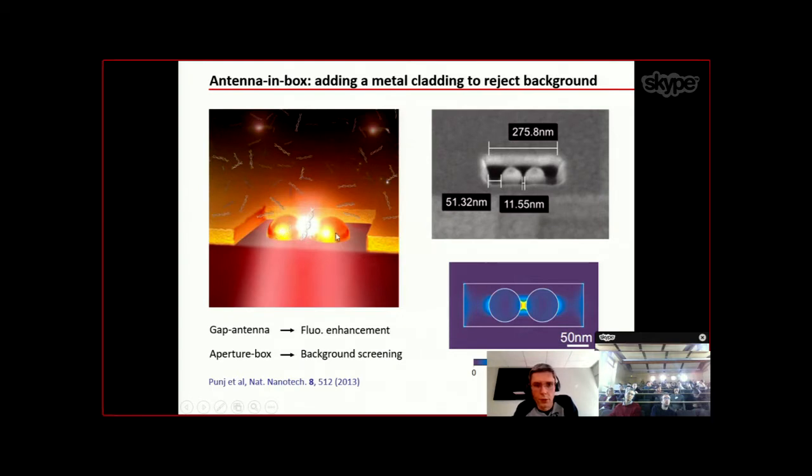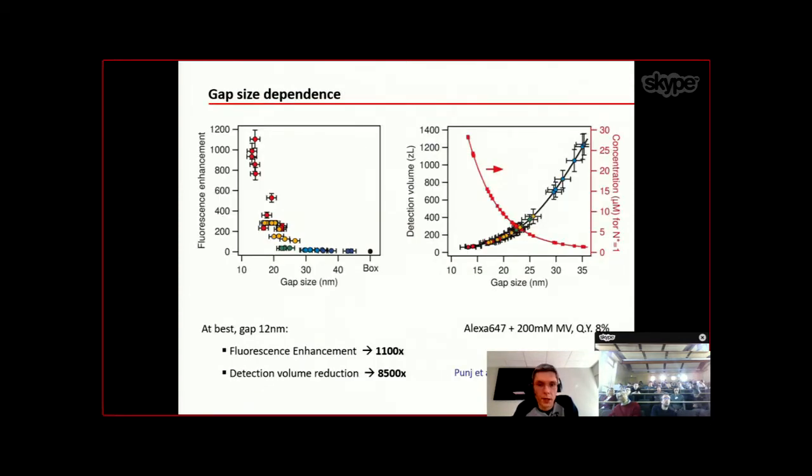We have the two nanoparticles creating the antenna with a hotspot used for fluorescence enhancement. And then a metal cladding, just to avoid exciting all the molecules that are on top. With this type of thing, you can have fluorescence enhancement above 1,000-fold, very strong volume reduction, so that you can do single molecule experiments at concentrations of several tens of micromolar.